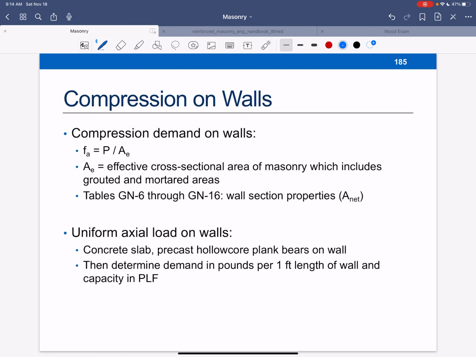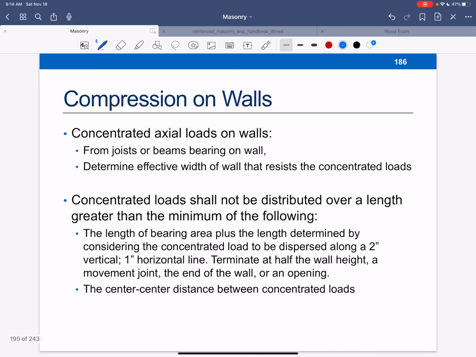All right, so the compression demand on the wall is the P over A, where A is the effective cross-section, which includes the grouted and mortared areas, the filled areas, and I can get those out of the tables. Uniform axial load on walls: we assume a concrete slab or a hollow core plank is going to bear on the top of the walls, and we determine the demand in pounds per foot of length and capacity in pounds per linear foot, as we've done before.